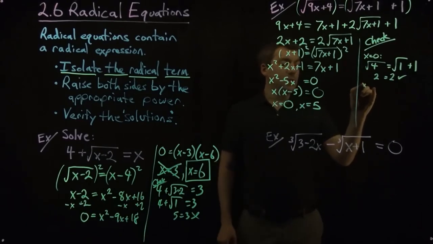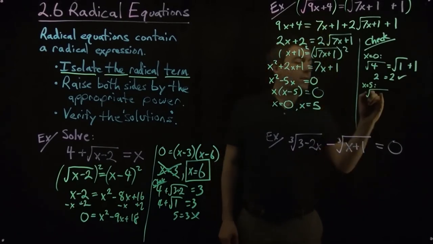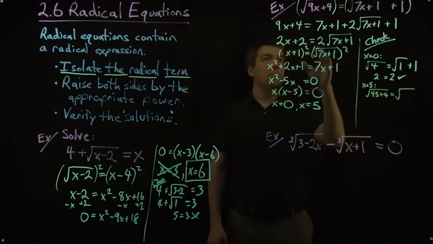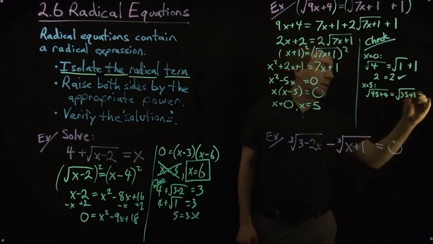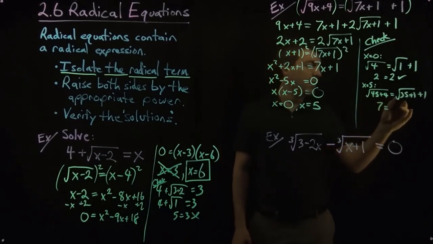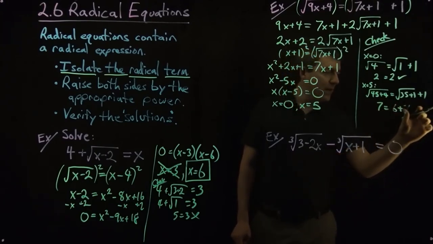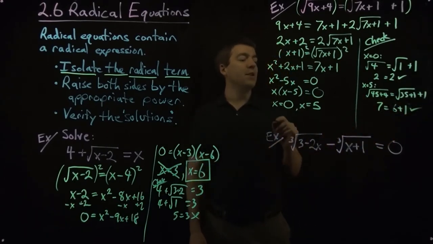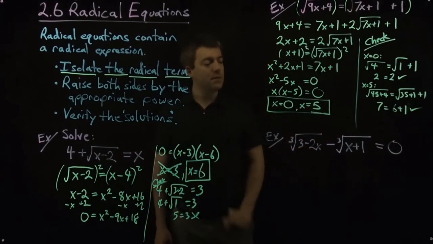All right, let's try x equals 5. So here we have the square root of 5 times 9, which is 45, plus 4, equal to square root of 35 plus 1, plus 1. So square root of 49 is 7. Square root of 36 is 6, plus 1. It will be 7. There we go. And 7 equals 6 plus 1. Also works. All right, so in this example, both answers are indeed solutions.